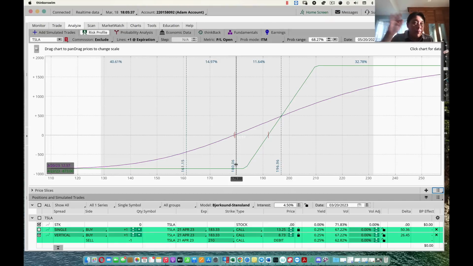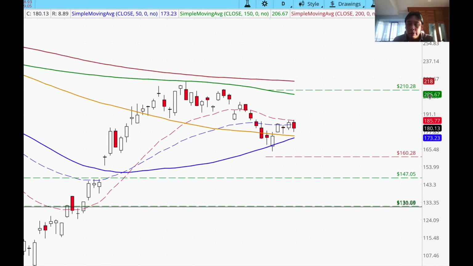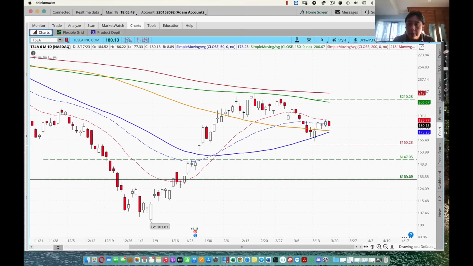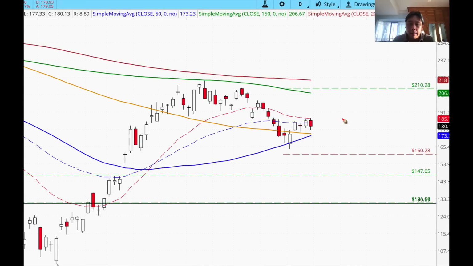Now, again, what's our profit target? Our profit target is $210, correct? So we're assuming that if it does go up, it will reach 210 in 34 days. That's based on the volatility calculator. Now, what if it doesn't go up? What if it goes down?